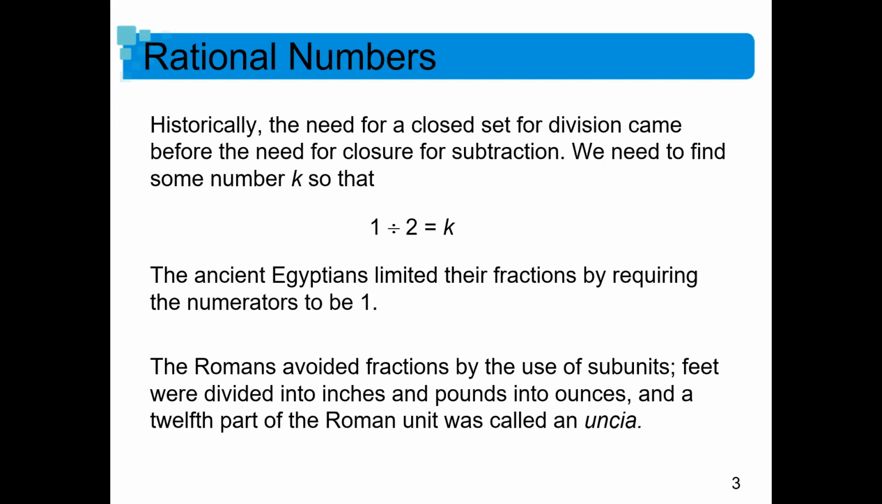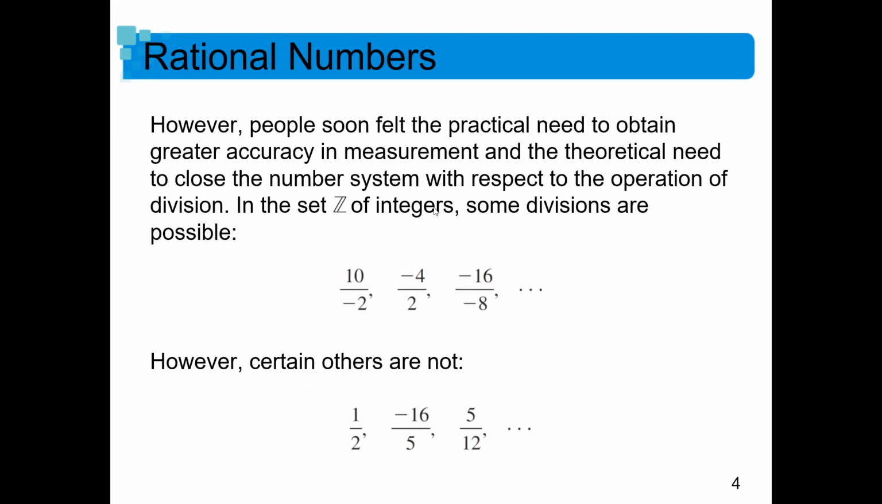The ancient Egyptians limited their fractions by requiring the numerators to be 1. So 1/2, 1/3, 1/4. The Romans avoided fractions by the use of subunits. Feet were divided into inches and pounds into ounces, and a 12th part of the Roman unit was called an uncia. However, people soon felt the practical need to obtain greater accuracy in measurement and the theoretical need to close the number system with respect to the operation of division.